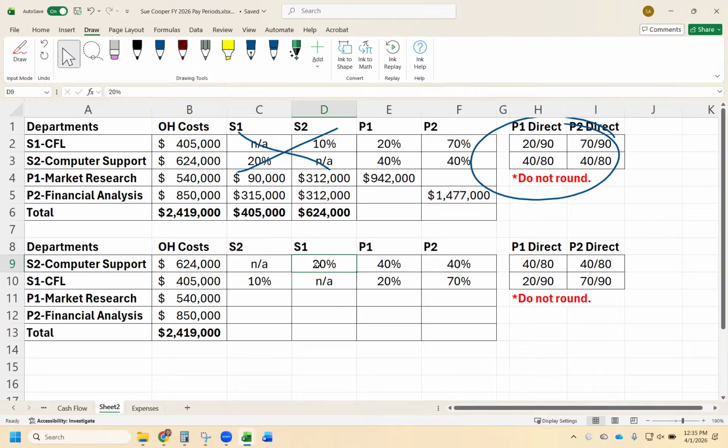All right, so 20% of Service Center 2 needs to go to Service Center 1. So Service Center 1 needs to have more added to it. So plus 624 times 20%. Okay. And then P1 from S2 is going to be 624 times 40%. And P2 from S2 is going to be 624 times 40%.